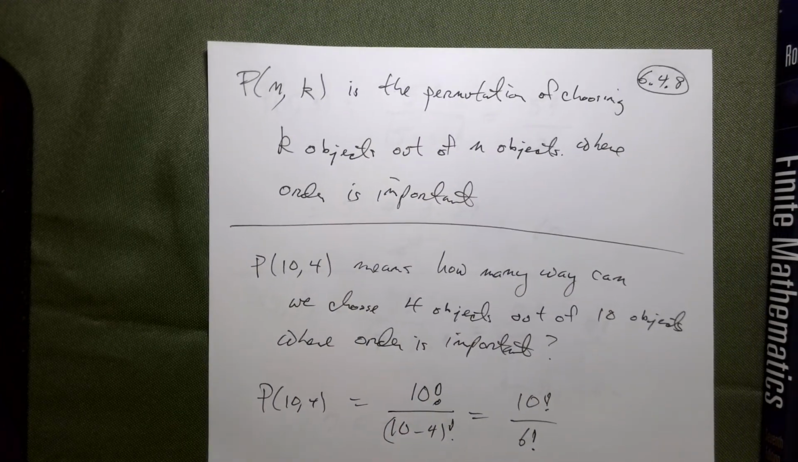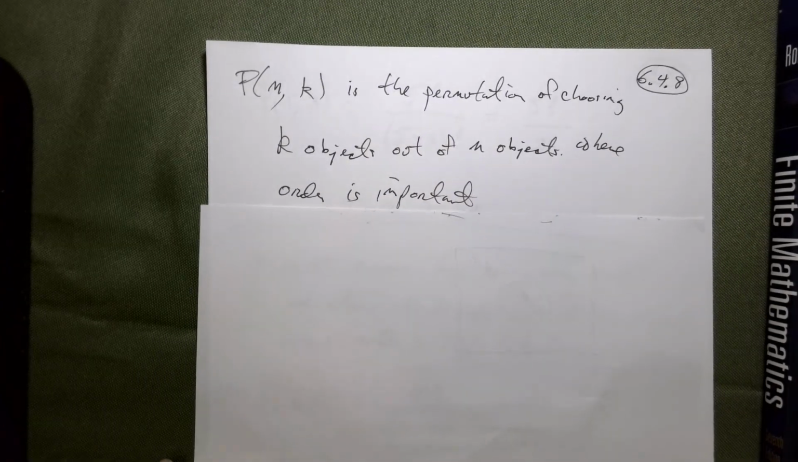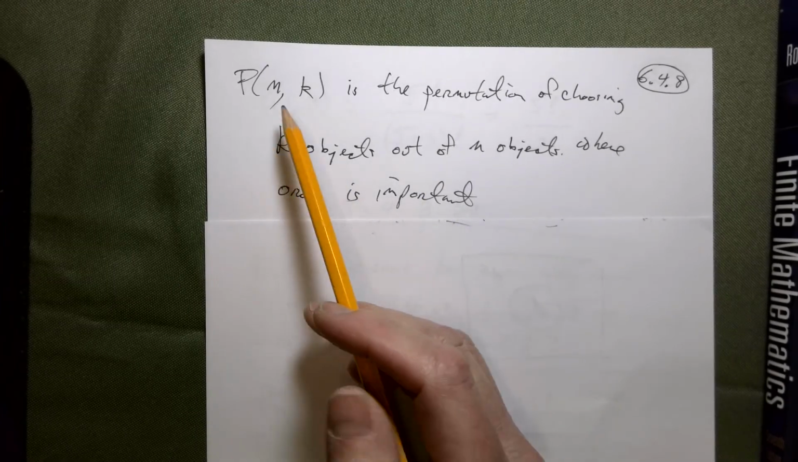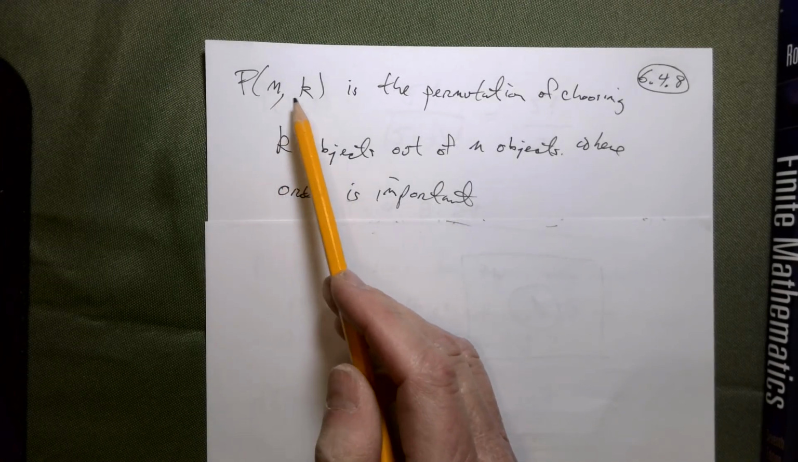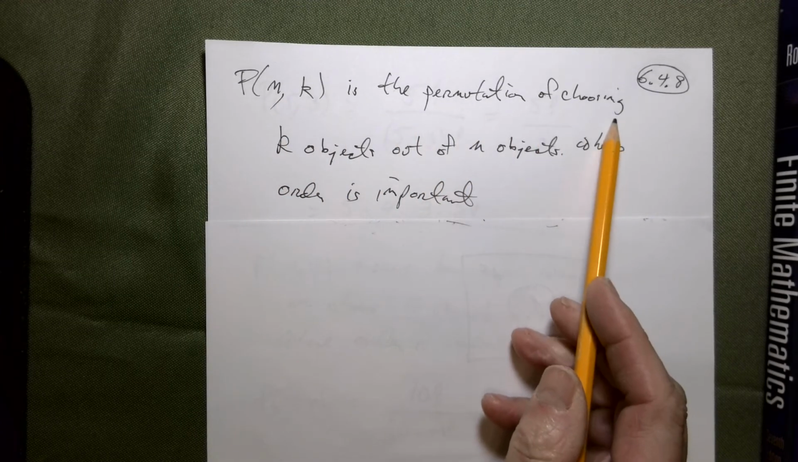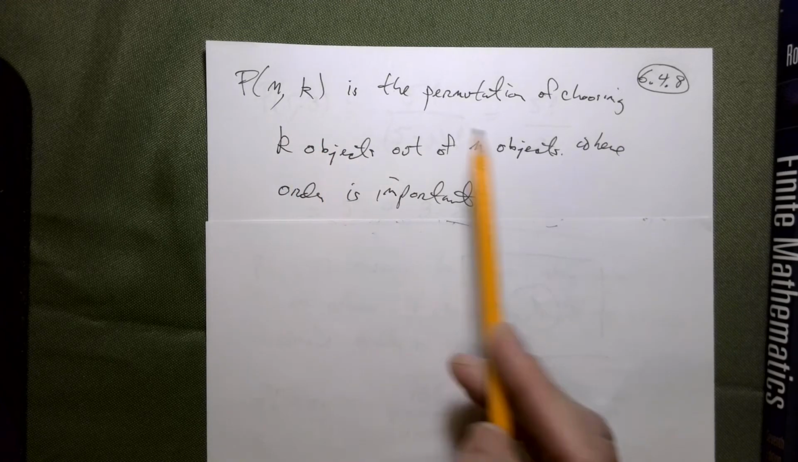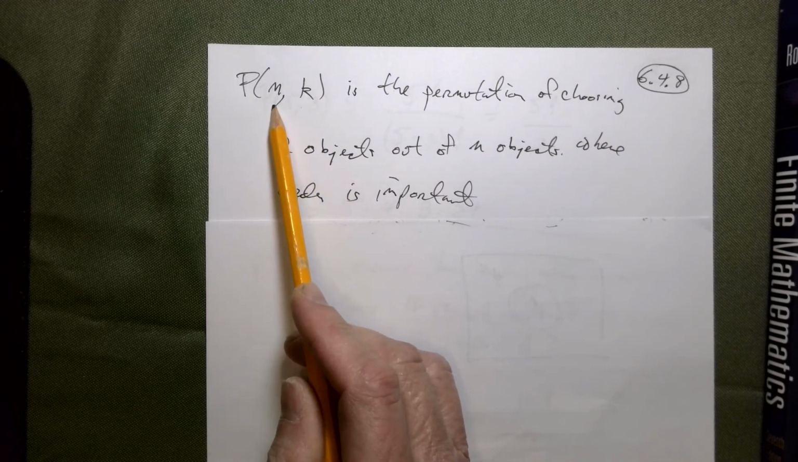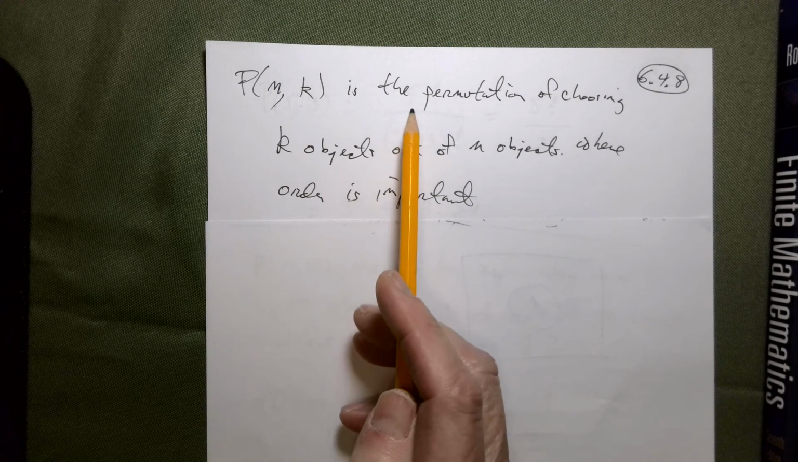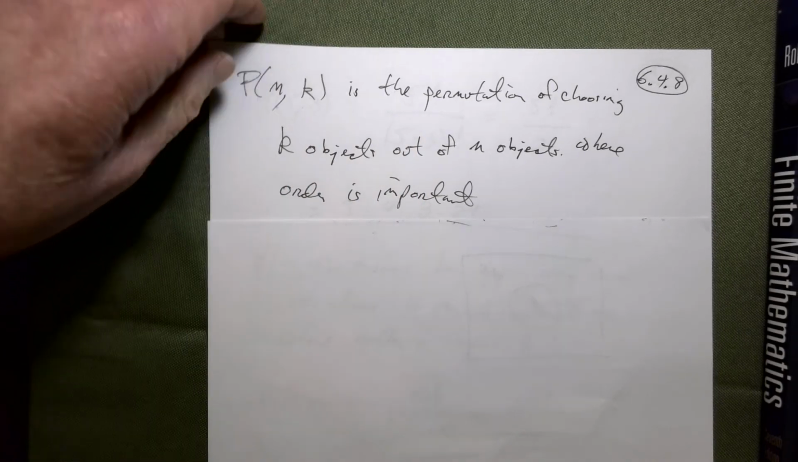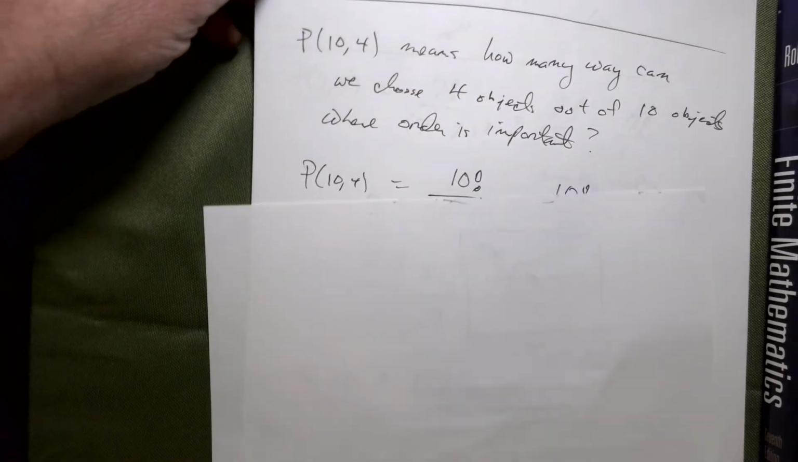So, the formula, and this is on your formula sheets, so you don't have to memorize anything. P n choose K is the permutation of choosing K objects out of n objects, and think of first place, second place, third place, etc. That's our permutation.